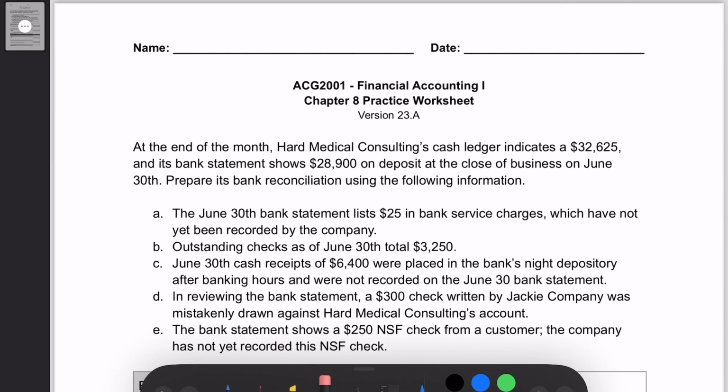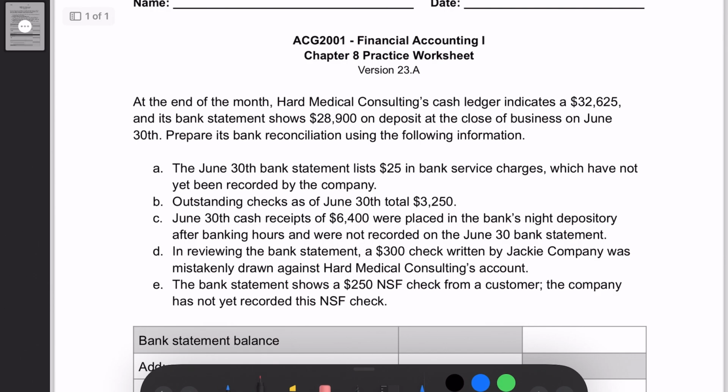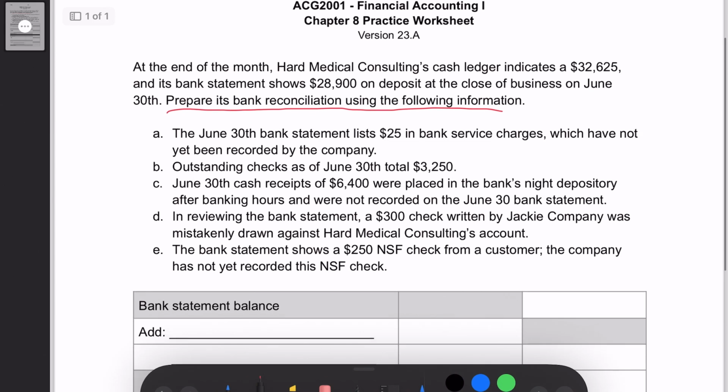So let's go ahead and get started in actually preparing this bank reconciliation. It says here, at the end of the month, Hard Medical Consulting's cash ledger indicates $32,625 and its bank statement shows $28,900 on deposit at the close of business on June 30th. We need to prepare the bank reconciliation using the following set of information.